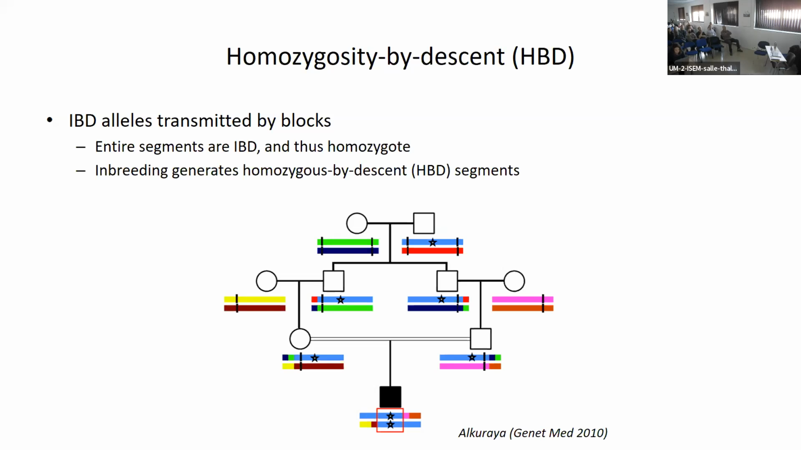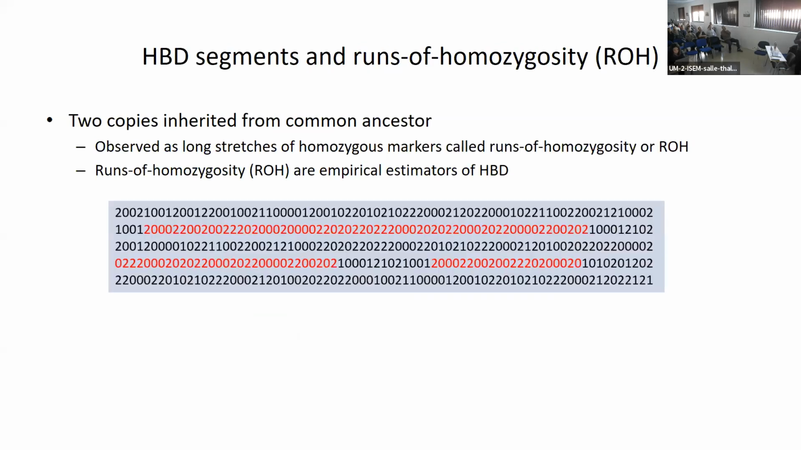So what is interesting is that this allele is not inherited alone. In the original parent it is on a chromosome, and so when you inherit the star, you also inherit an entire segment around the star. So it's completely homozygous, and therefore we use the term homozygosity by descent. So inbreeding will generate segments of homozygosity that will be around IBD alleles.